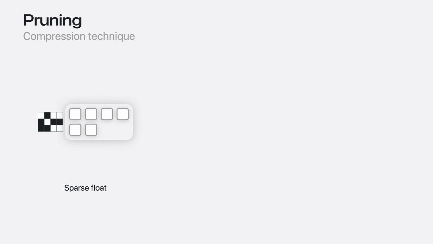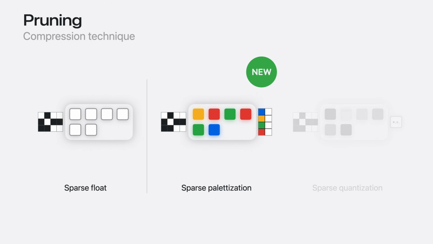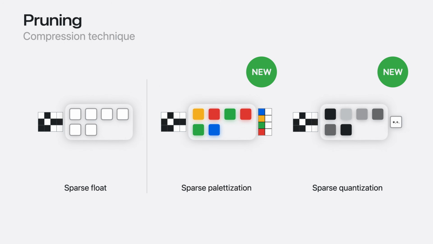Even for the pruning technique, we now can compress it further. Earlier, the dense weight got sparsified to non-zero values in float precision. Now the float non-zero values can be further compressed using palletization or quantization, meaning your model can be even smaller. The characteristics of two different compression techniques can be utilized at the same time. Sparse palletization and sparse quantization become possible now.